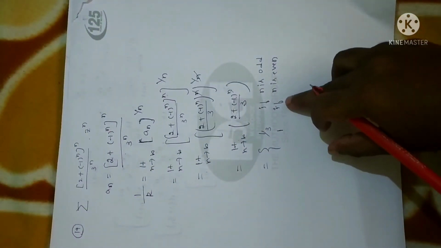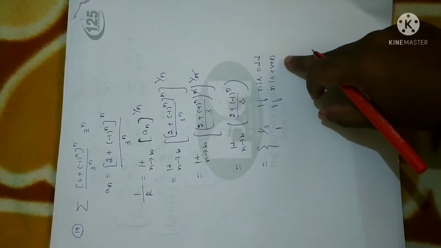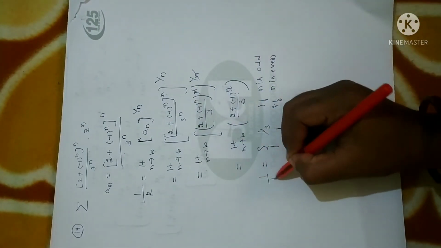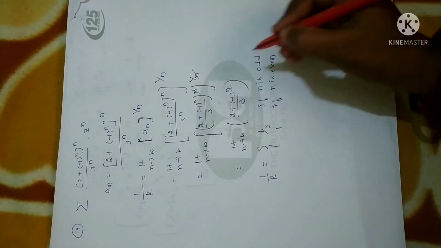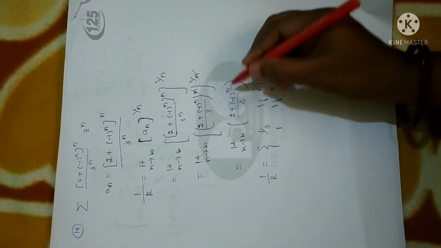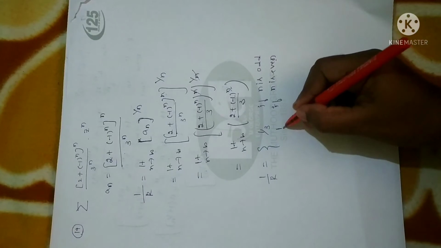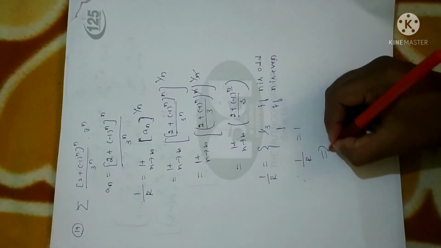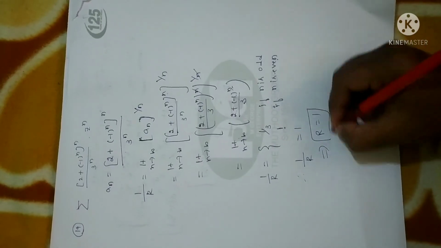So as I already told you, whenever n is negative, since we are finding the radius of convergence, it cannot be negative, so we have to choose the positive value. So this value will take positive only when n is even. So when n is even, it takes the value 1. Therefore the radius of convergence, that is 1 by r, is equal to 1, which implies r is equal to 1.